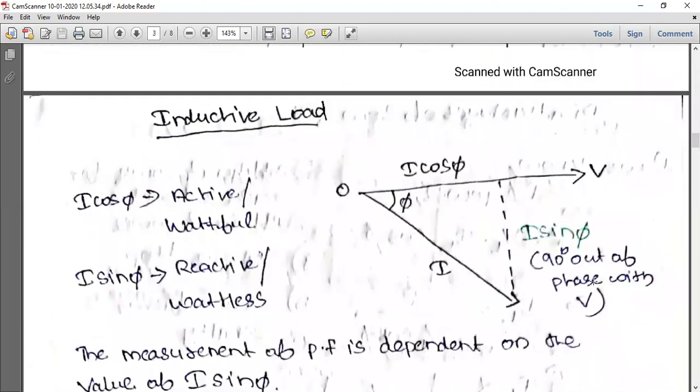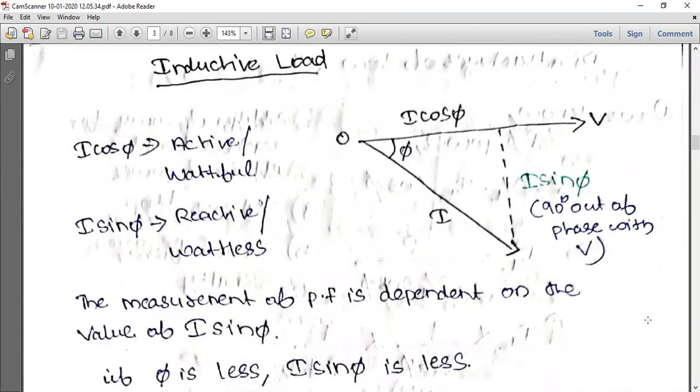So now you should consider an inductive load. We know that for an inductive load, the current will be lagging. The voltage will be this, and the current will be lagging. So by resolution, we can resolve the current I, the adjacent side will be I cos phi, and we know that cos phi means active power or useful power. So I cos phi is the active or the wattful current, and I sin phi is the reactive or wattless.